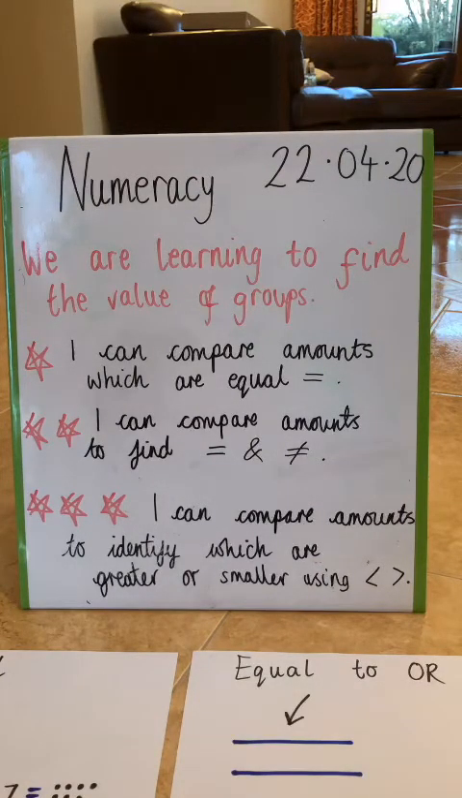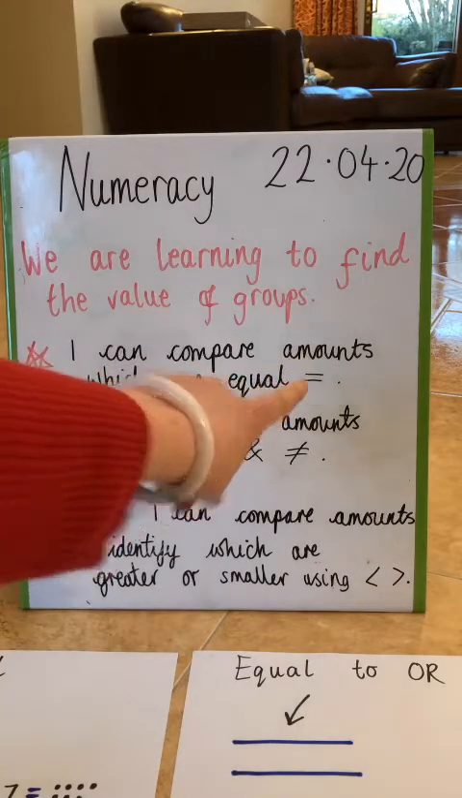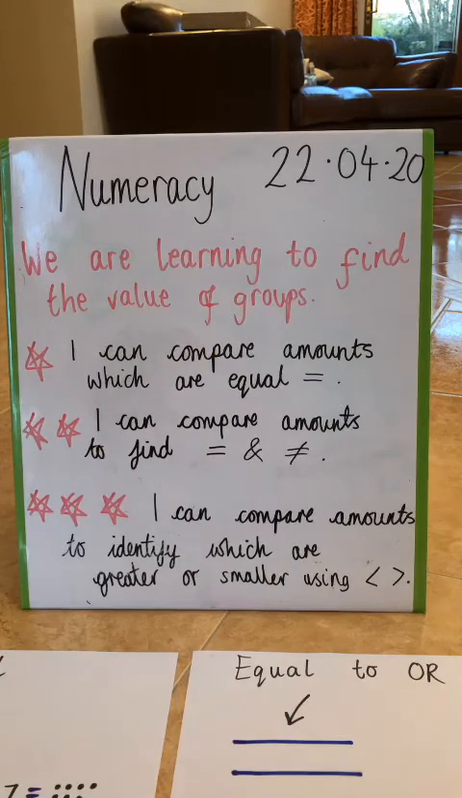Now again, your challenges, so you've got 3-star challenges. Your first star, I can compare amounts which are equal using the equal sign there. I can compare amounts to find equal and not equal using those two signs. That's your 2-star challenge. And your 3-star challenge, I can compare amounts to identify which are greater or smaller than. And that's using those symbols down there, which we'll learn more about today.